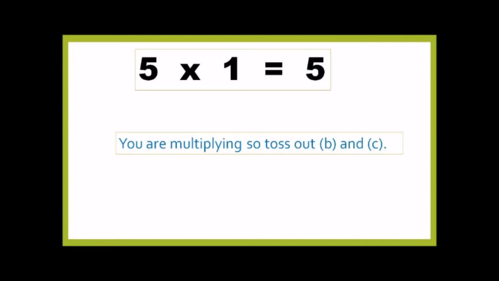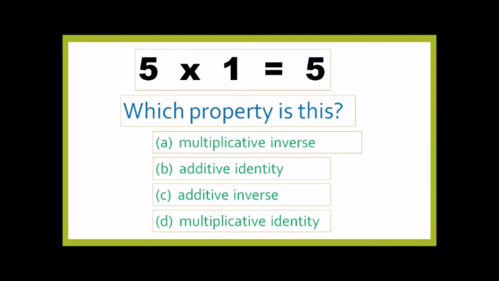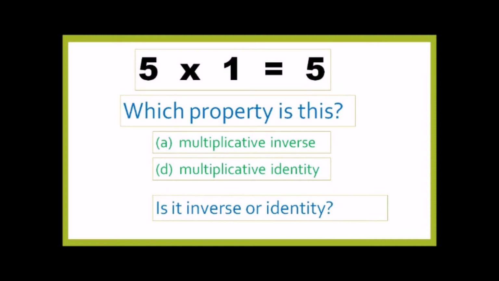Yes, we can toss out B and C right away. And you'll have to take a look at it and see why we are tossing out B and C. Remember, we are strictly multiplying. 5 times 1 is equal to 5. So B is additive identity. Yeah, that goes. And C is additive inverse. Yeah, that goes. You're not adding. So it has to be A, multiplicative inverse, or D, multiplicative identity. So let's get rid of B and C, guys. Can't be any of those. So it has to be multiplicative inverse, A, or D, multiplicative identity.